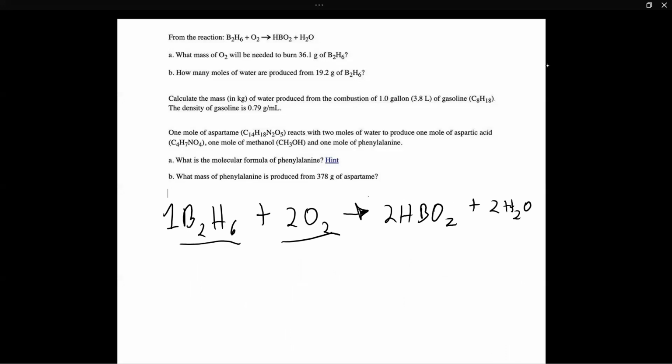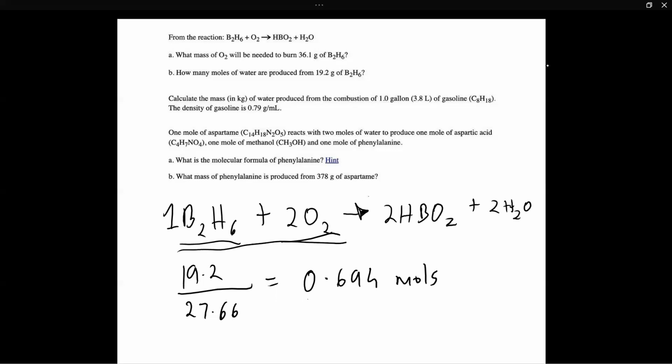So let's first calculate the moles of B2H6 that is being burned. So that would be 19.2, which is the mass in grams, divided by the molar mass, which is 27.66. And this gives us 0.694 moles. And a quick reminder, this is a calculator question, so you can use your calculator, because it'll be very hard and challenging to do such division without a calculator. So yeah, that's the number of moles of B2H6.